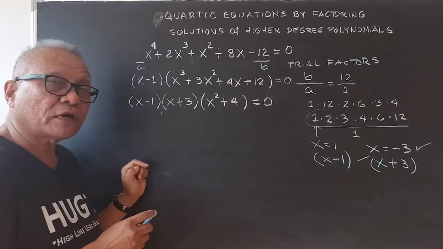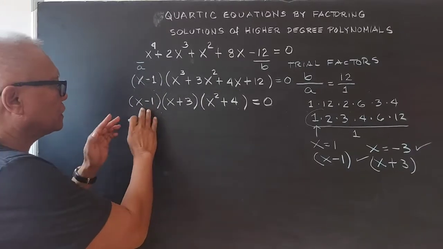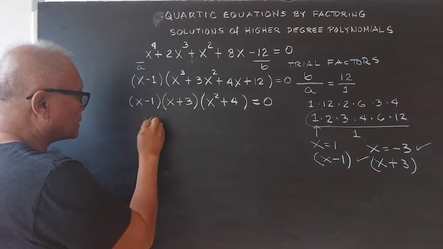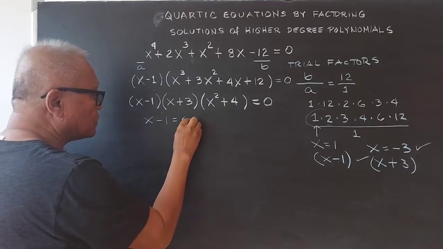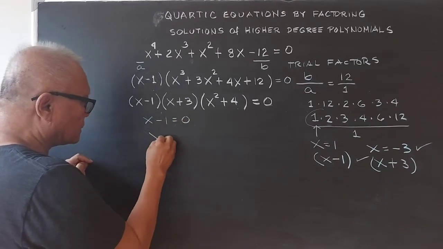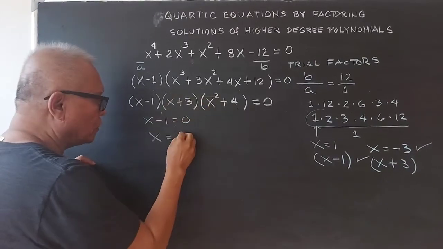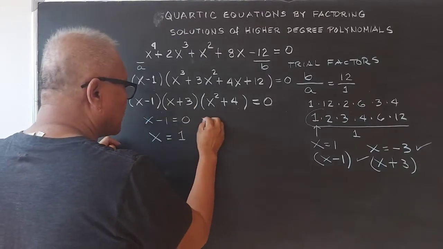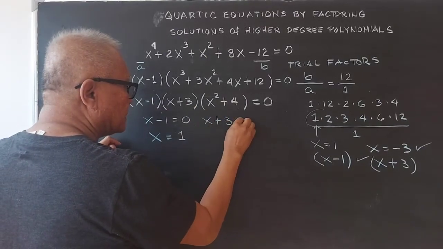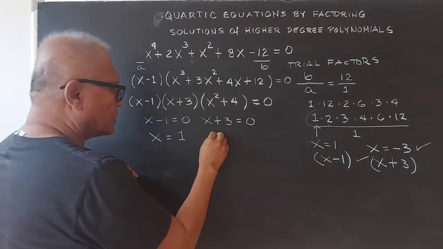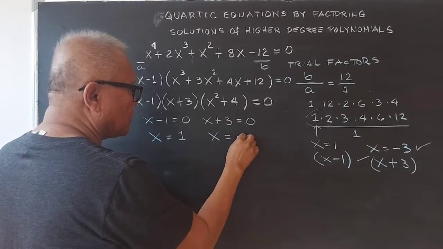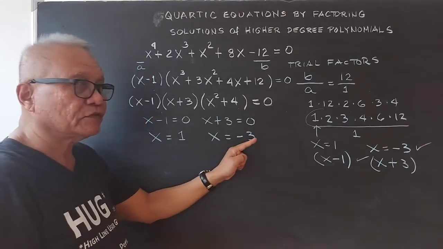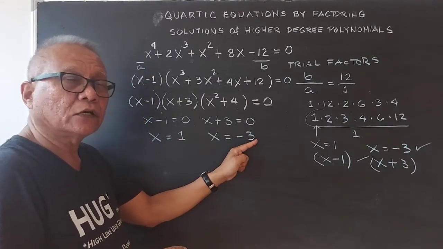So, by zero factor property, we equate each of them to 0. So, for x minus 1, we have x minus 1 is equal to 0. Then x is equal to positive 1. The second one is this one. x plus 3 is equal to 0. Transpose, and x is equal to negative 3. So this 2, 1 and negative 3, they are the real roots.